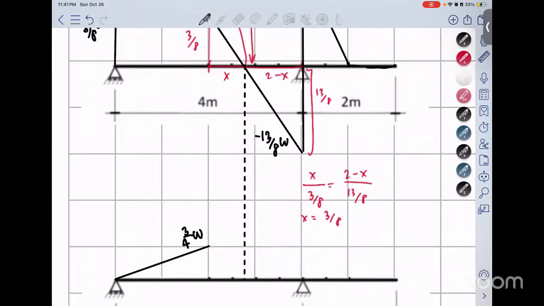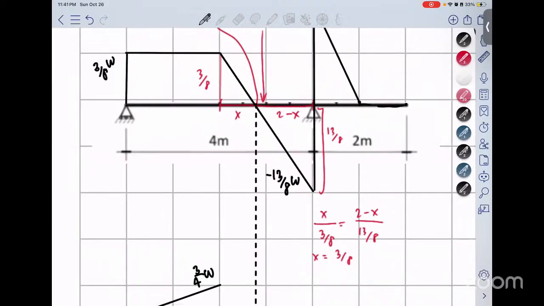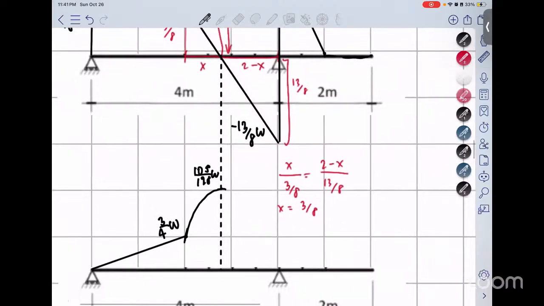So now, what's the concavity? Look at the shear diagram. At here, the slope is 3/8. At here, the slope is 0. Meaning here your slope is 0, and here your slope is positive. So connecting those two points together, you get this. And this is 105 over 128 omega. Okay, so that's the first part.